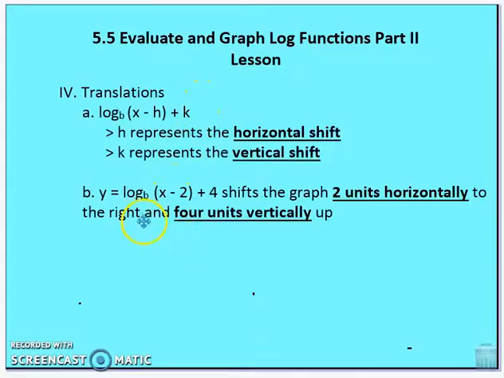So again, in the example, y is equal to log base b of (x minus 2) plus 4 shifts the graph 2 units to the right and 4 units up relative to the original parent function, which would be log base b of x is equal to y. All right, so the translation is all in relation to the original parent function.